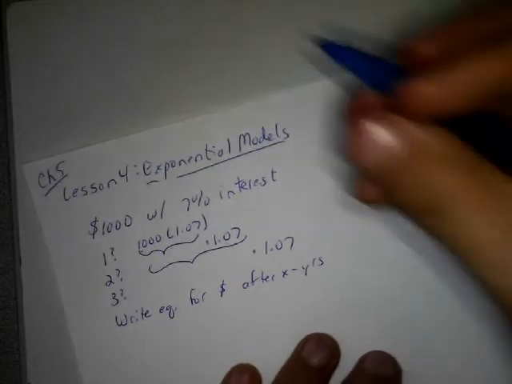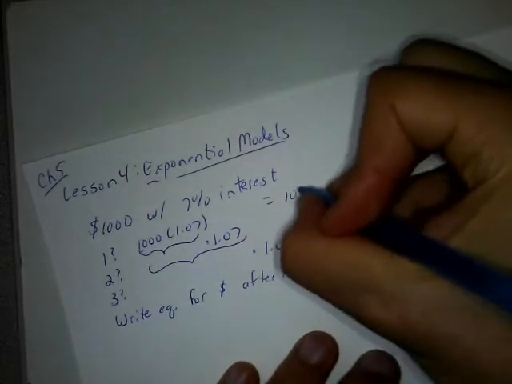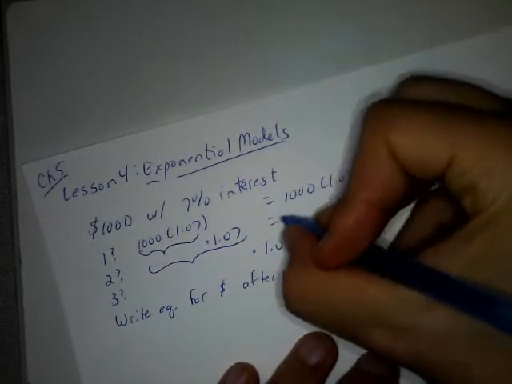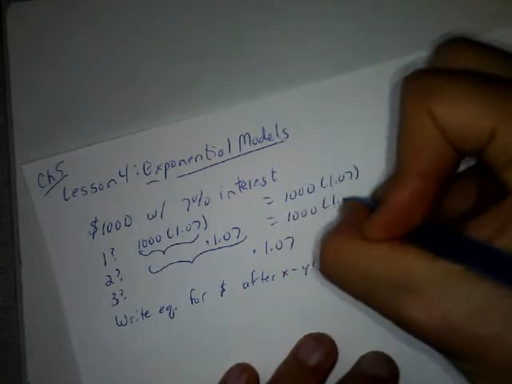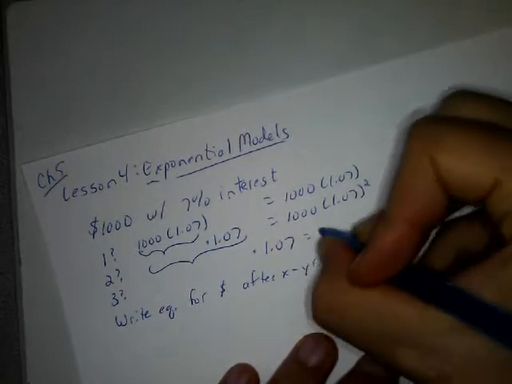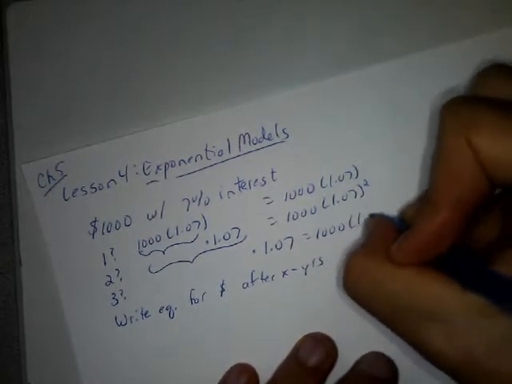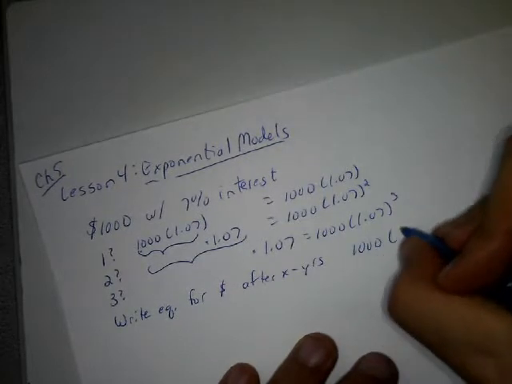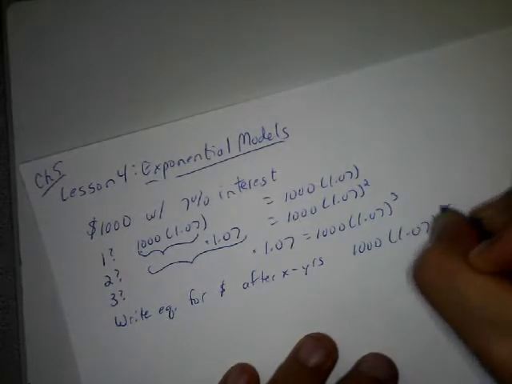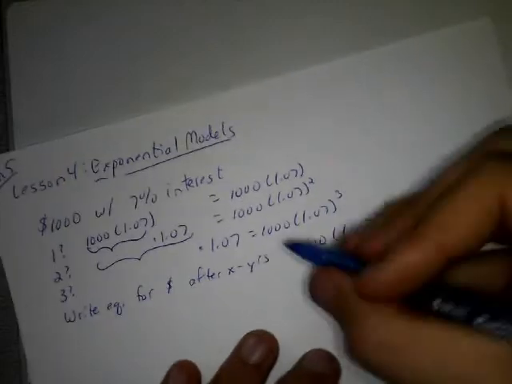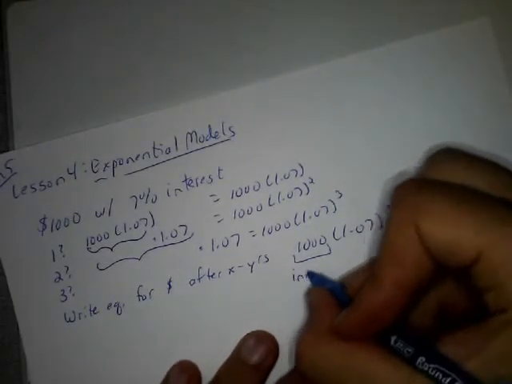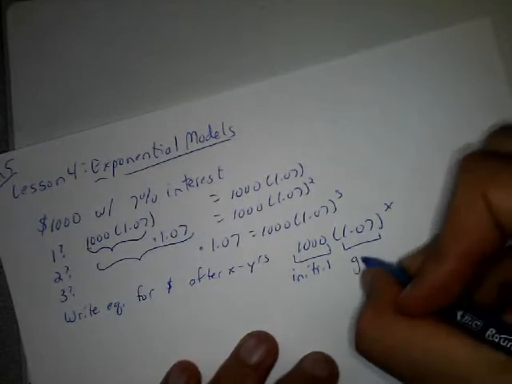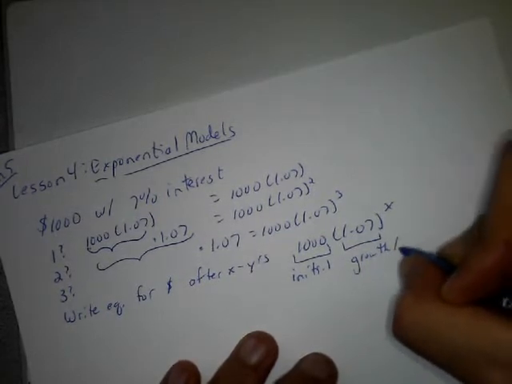So in the end, you can see the pattern here, where this would be 1,000 times 1.07. This would be 1,000 times 1.07 squared. This would be 1,000 times 1.07 cubed. So the equation is 1,000 times 1.07 to the x, where this represents the initial value and this represents the growth or decay factor.